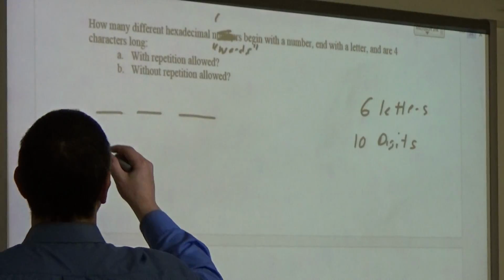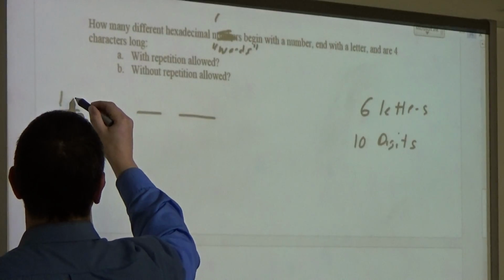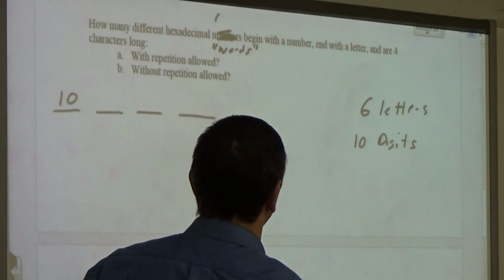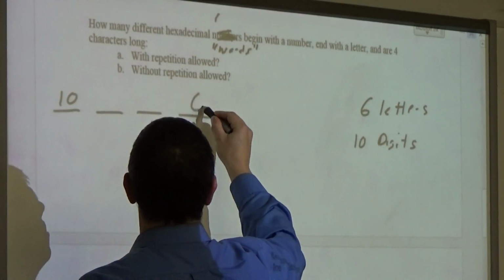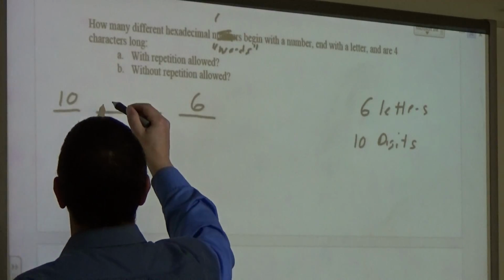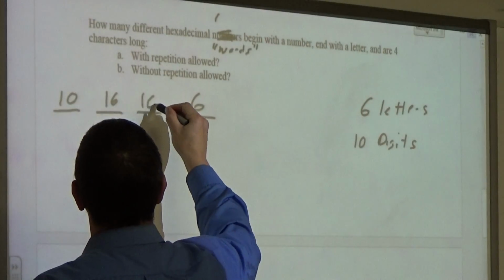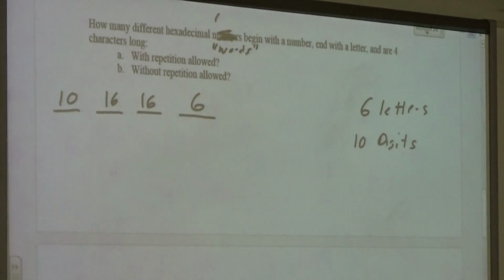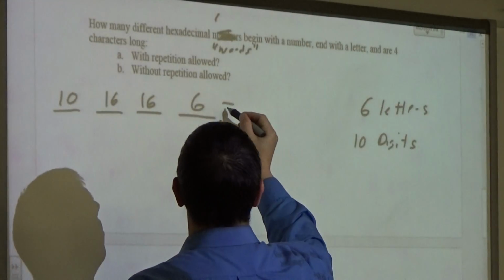So that means there's going to be how many to start with? 10, because there's 10 digits. End with a letter. So 6. What's going to go in the middle then there, guys? 16, right? Because there's 16 total different characters to choose from. Okay. Does that make sense to everybody, guys? Okay, if we're using repetition, we just default back to the original number of outcomes that are possible.